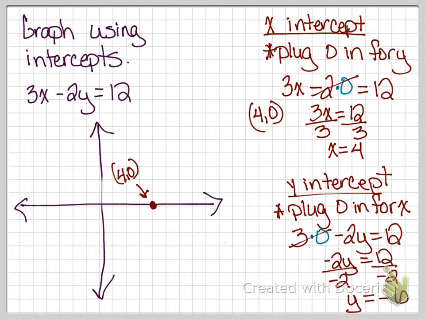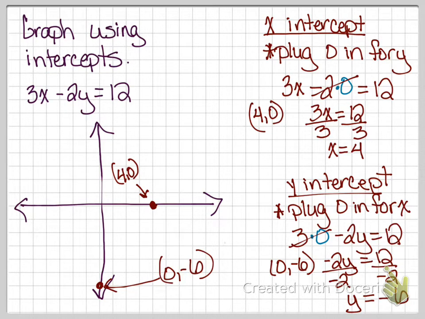Now, my y value is negative 6. What's my x value? Good. So my ordered pair is 0, negative 6. That is this point right here, 0, negative 6.